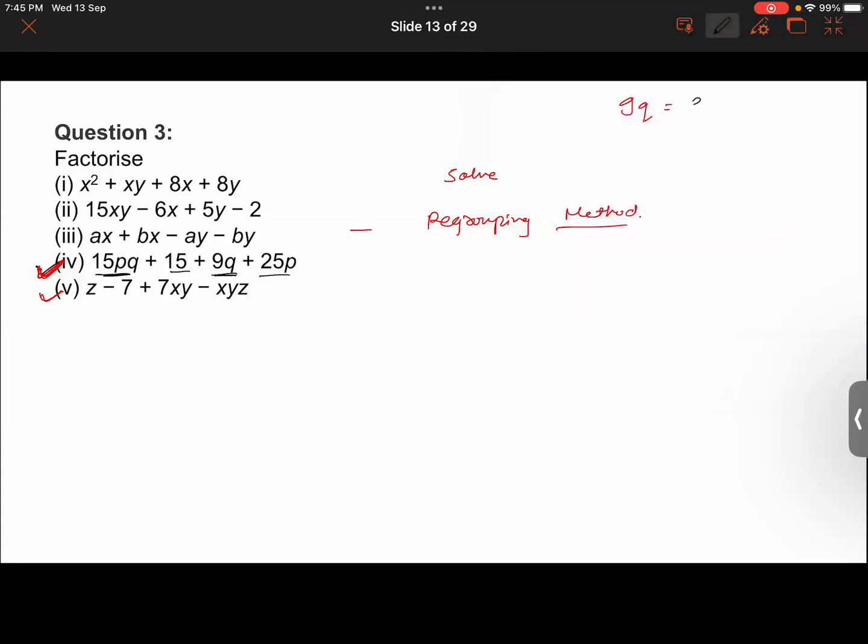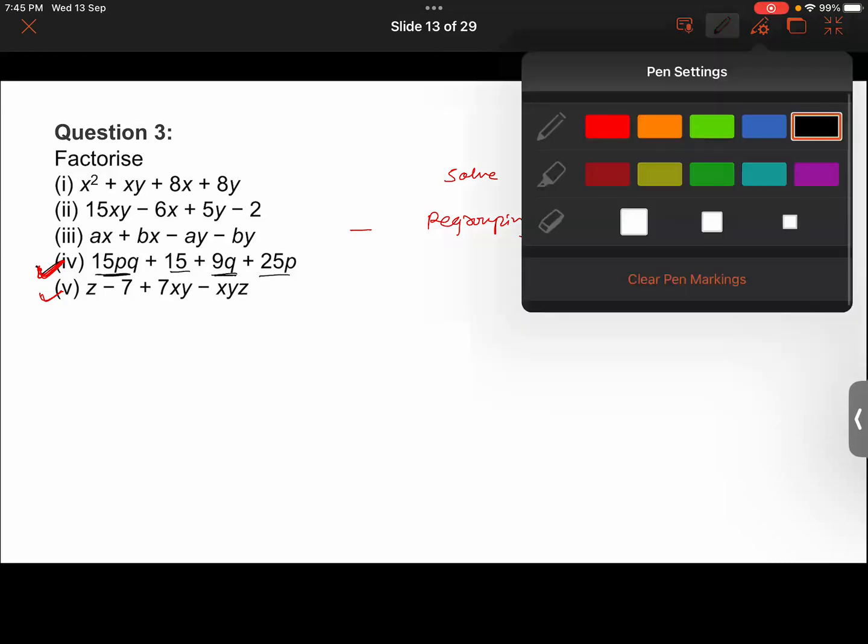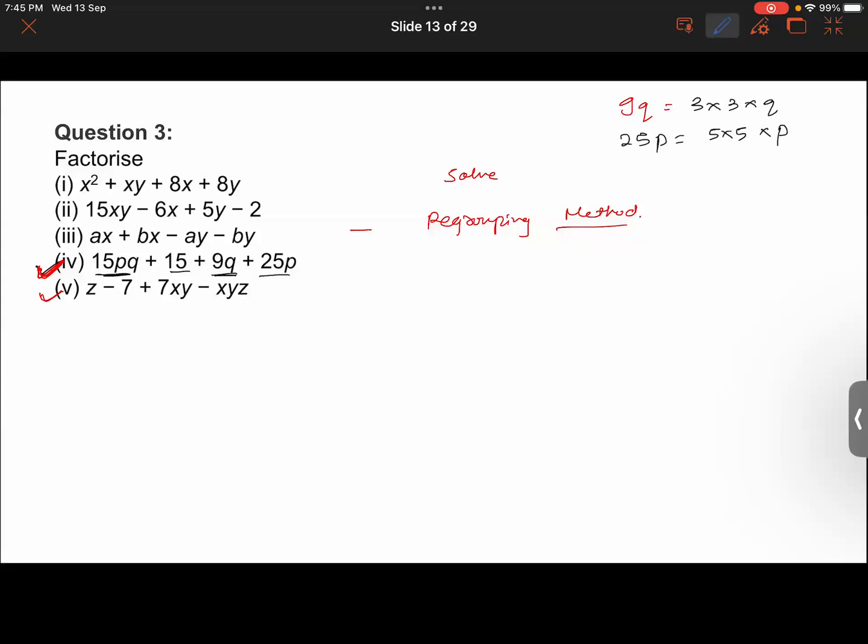9q is what? 3 into 3 into Q. And 25P is what? 5 into 5 into P. They have got nothing common in them. So you have to find terms which have got at least something common in them and then make the groups.